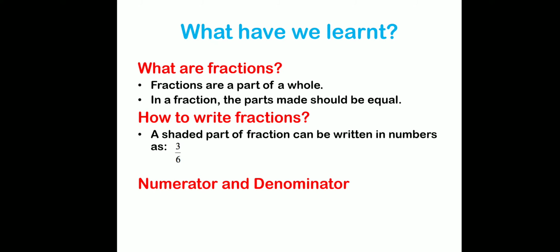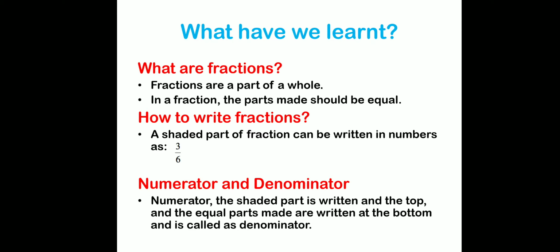Numerator and denominator. Numerator, the shaded part, is written at the top and the equal parts made are written at the bottom and is called the denominator. 0 can never be in the denominator.